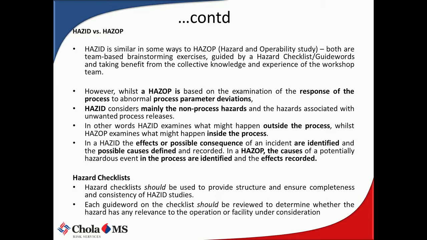In HAZOP we look at the process parameters. We see the deviation in the process parameters. We see the process. Here we don't look at the process. We see the external aspects apart from the process. So you can say we consider non-process hazards here, and the other is a process hazard.